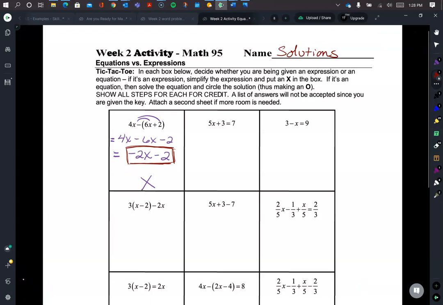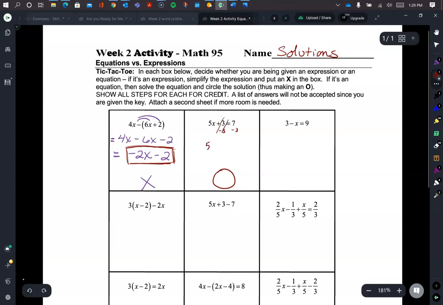It is 5x plus 3 equals 7. So I'm looking right here in the middle of the top row. So this is an equation. So I know I'm going to have a circle. So I'm going to write my circle, and then I'm going to stick my answer in there when I'm done. Or you can just write it wherever you want. But I'm going to subtract 3 from both sides, so I'm showing my steps.